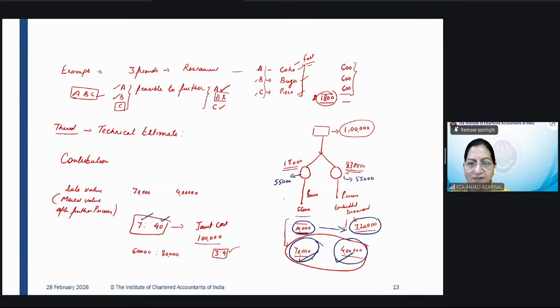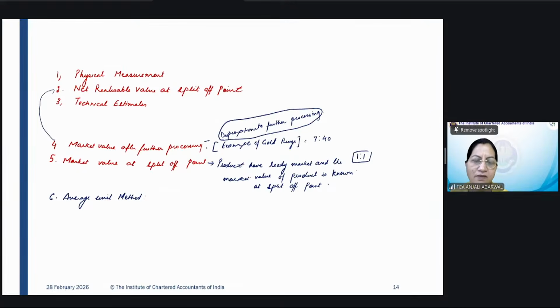So what does it mean? This is not working here. Why? Because in the first ring you have used a stone worth 10,000, and in the second ring you have used a diamond worth 3,20,000. So further processing costs are totally different. On one you incur very little and on the other products you incur very high further processing cost, then this method is not relevant. Further, if there's one or two products which are not even subjected to further processing costs, then market value at split off is better than market value after further processing.